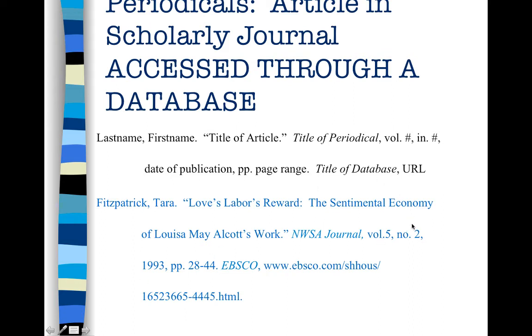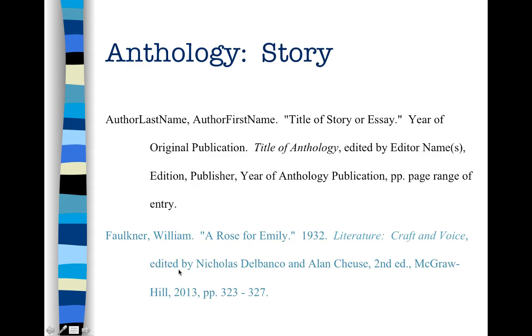So volume, issue number, comma, the year of publication, comma, PP and the page range, period, the name of the database, comma, and the URL where I found this particular resource, and we're going to put a period at the end. So all of your journal articles should be formatted exactly like this.